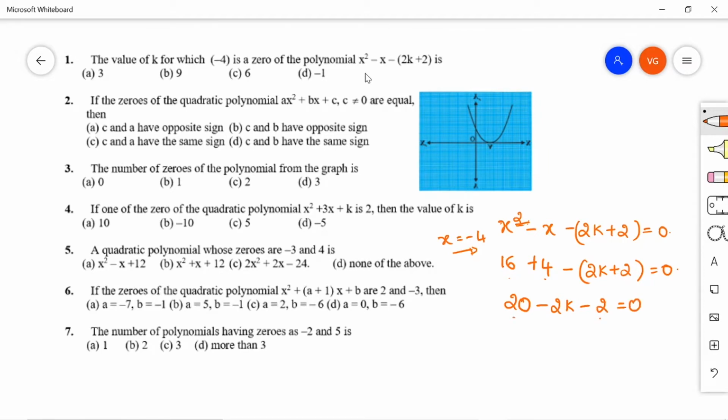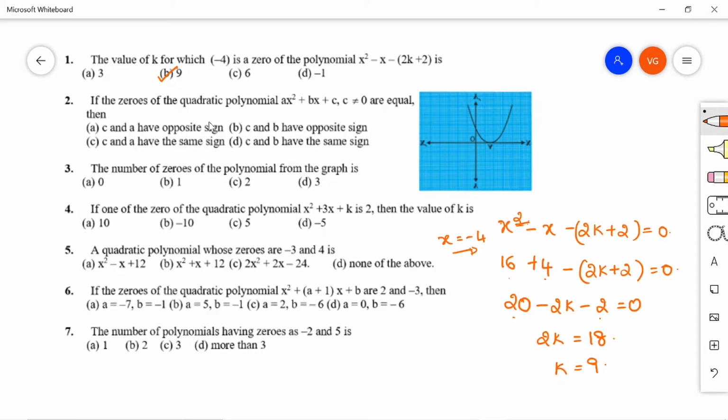20 minus 2 is 18. So 2k is equal to 18. Then k is equal to 9. So the answer for this question number 1 is option B here, 9.